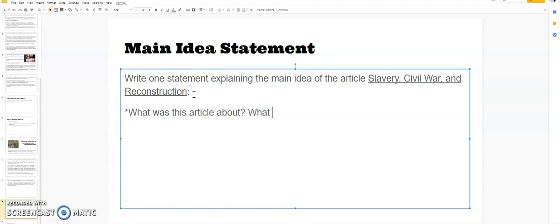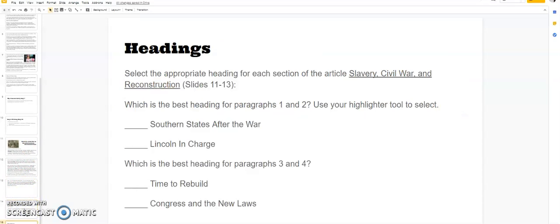What do the details from my determining my topic card connect to? All right, make sure you write this in a complete sentence. It's just 1 sentence. Now let's look at the other part of our writing activity today. So you need to also select the appropriate headings for each section of the article, Slavery, Civil War, and Reconstruction, which is on slides 11 and 13.